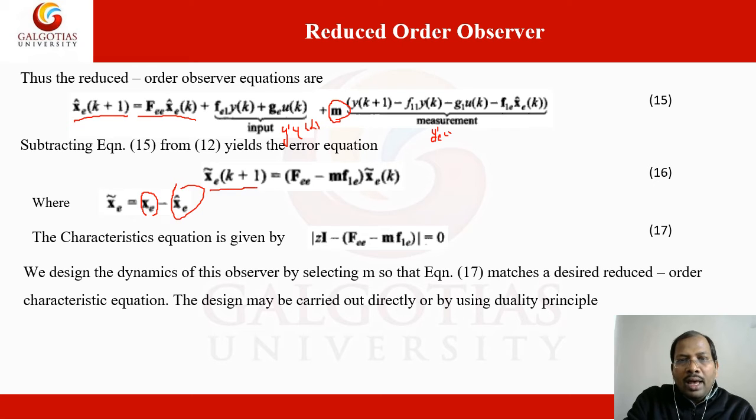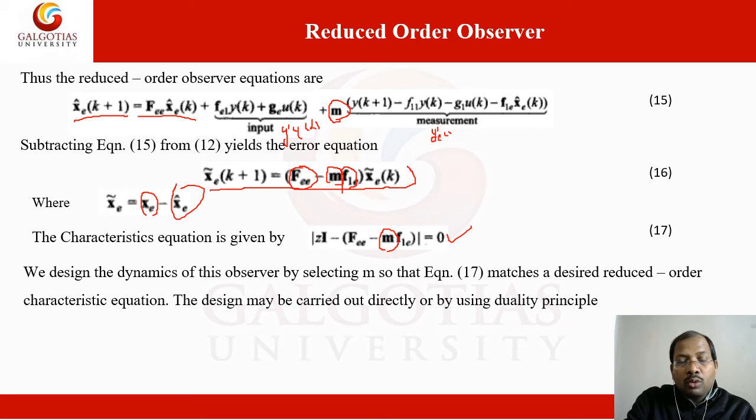So here we are getting FE minus F1E. So you can see the FE is nothing but a reduced order system matrix that is equivalent to this order system matrix. M is the reduced order observer gain. F1E is the output matrix. So here C is equivalent to F1E. So we can calculate the characteristic equation. We are just simplifying the characteristic equation to obtain the value of F.